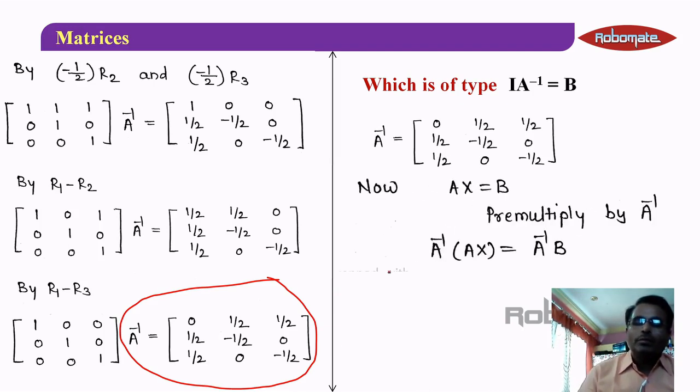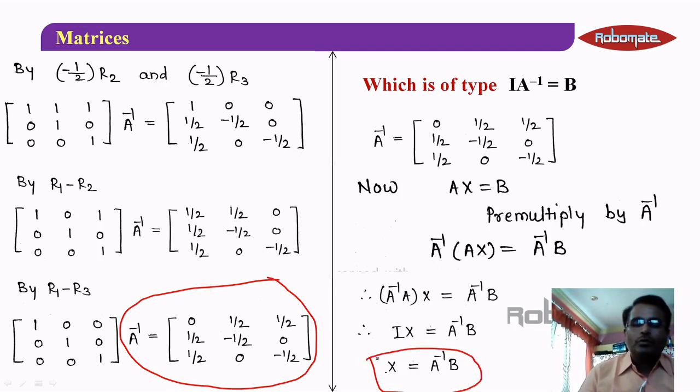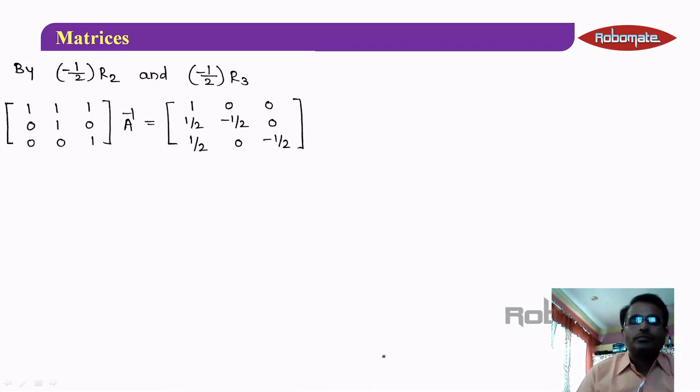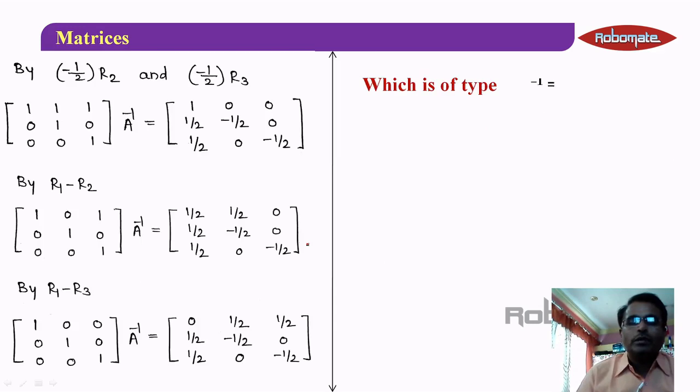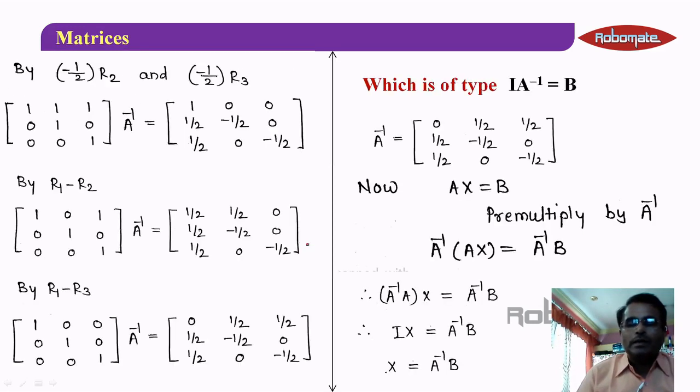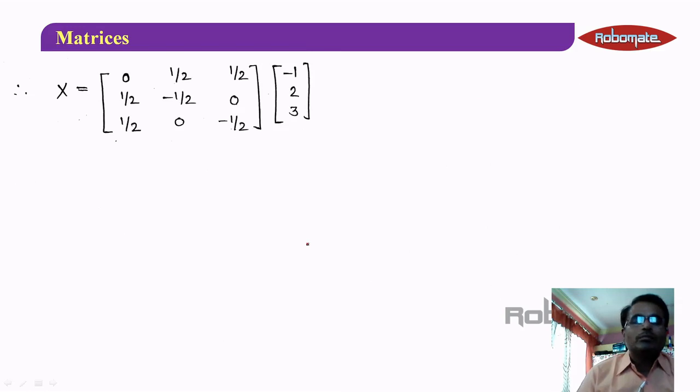Now once you get this, then we have to consider the solution. Ax is equal to B, pre-multiply by A inverse, you get Ix is equal to A inverse into B, that is x is equal to A inverse into B. That is, you have to consider determination of A inverse by row transformations and pre-multiply by A inverse to the matrix B. We have seen that the matrix B is nothing but this, minus 1, 2, 3. We have just obtained this A inverse, so this is pre-multiplied here. X is equal to the matrix A inverse into matrix B, minus 1, 2, 3.